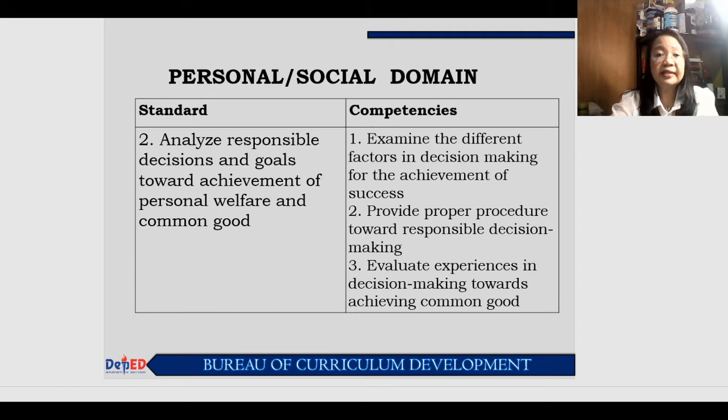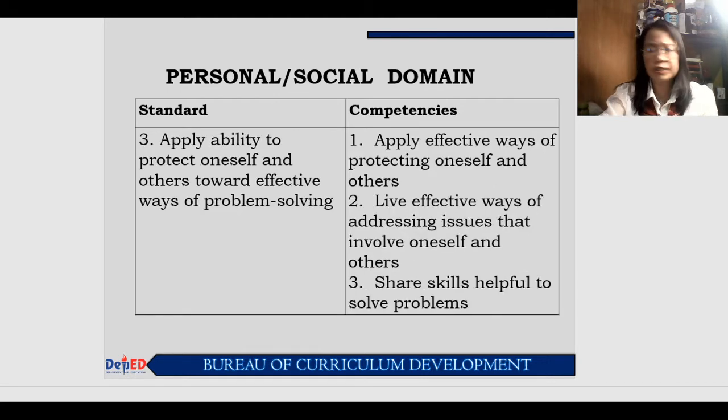Next, the second standard is to analyze the responsible decisions and goals toward achievement of personal welfare and common good. Its competencies are: examine the different factors in decision making for the achievement of success. Second, provide proper procedure toward responsible decision making. Third, evaluate experiences in decision making towards achieving common good. Here, learners can list down the people who can help make sound decisions, enumerate the steps in making good decisions, or show the importance of help from adults when making a sound decision, or ways of making good decisions.